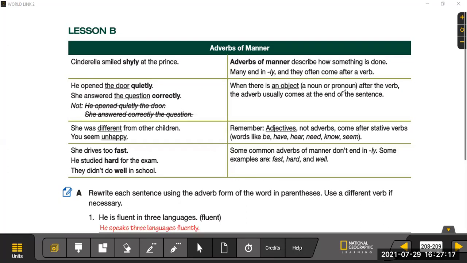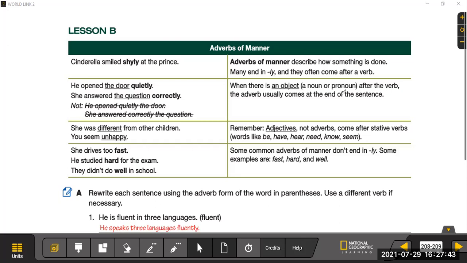Okay. Recuerden, adverbs of manner se utilizan para decir cómo se está realizando una acción. Cuando yo digo acción, siempre estoy hablando del verbo, ¿ok? Cuando quiero decir cómo ellos están haciendo tal cosa, cuando ellos dicen how something is done, es acerca del verbo. El verbo es que expresa una acción. Y yo quiero decir cómo esa persona está realizando esa acción.